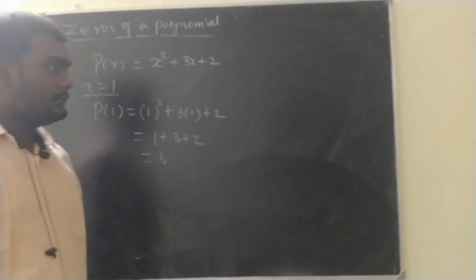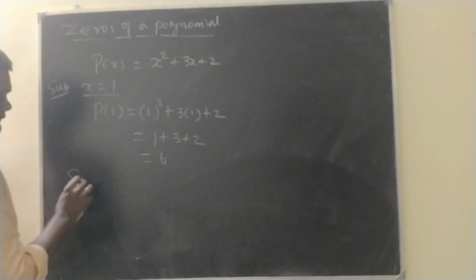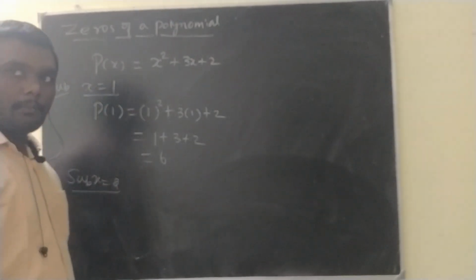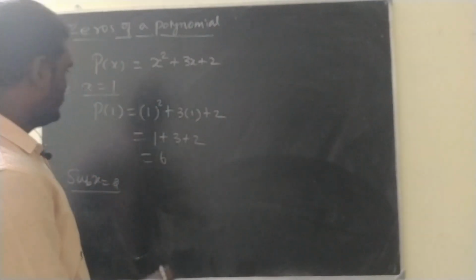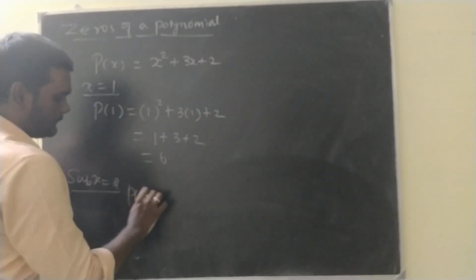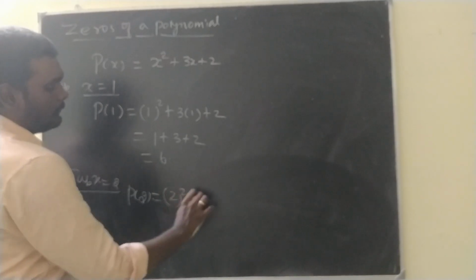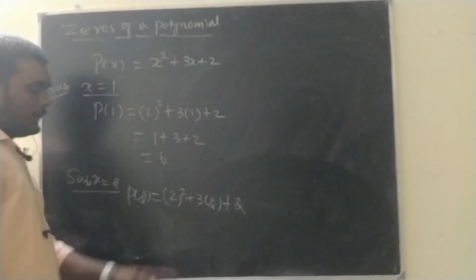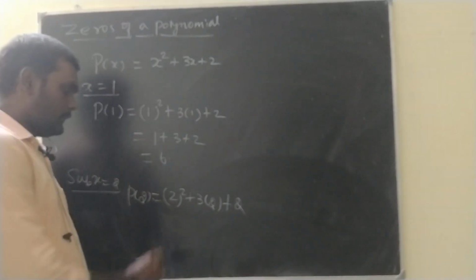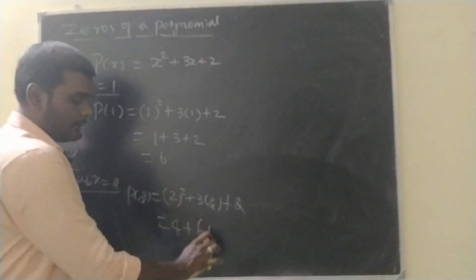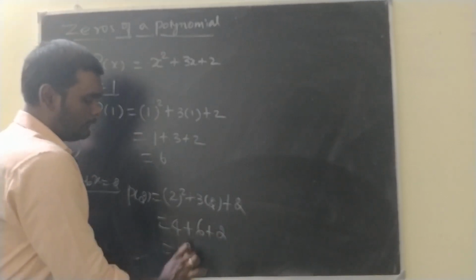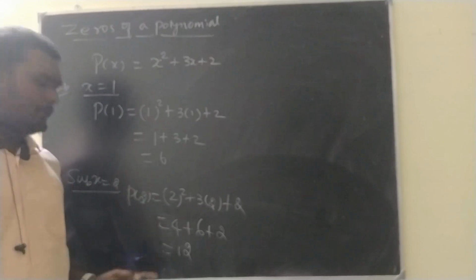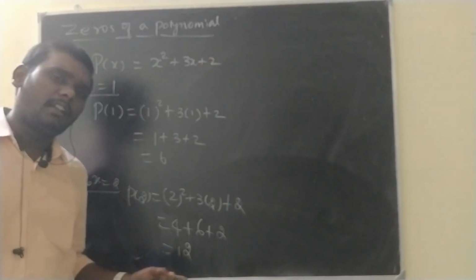Substituting 2 means, you guess what? Substituting 2 means p of 2, that is equals 2 square plus 3 into 2 plus 2. Now this is 4 plus 6 plus 2. Answer is 12. Okay. Is it only suitable for positive numbers? Why don't we substitute negative numbers?